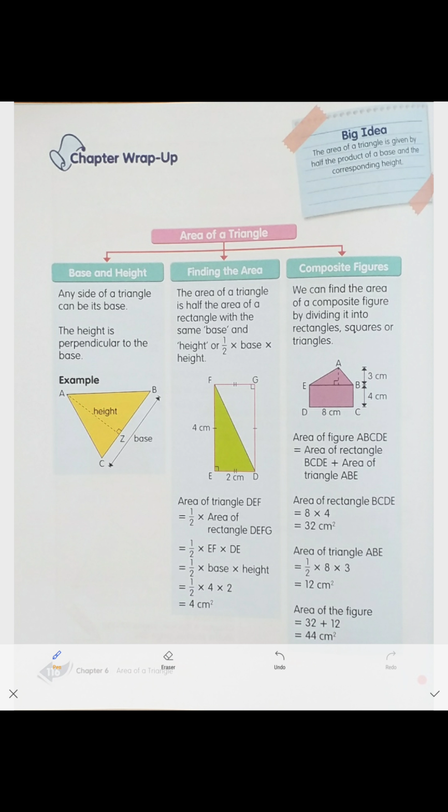And the last concept, but not the least, composite figures. They tell us that any complex figure like this can be broken down into parts. So this is what they did. You can break the complex figure into simple parts, and you will have your simple shapes like a rectangle and a triangle. Then you calculate their areas separately. You sum up the areas and you can find the area of a composite figure.